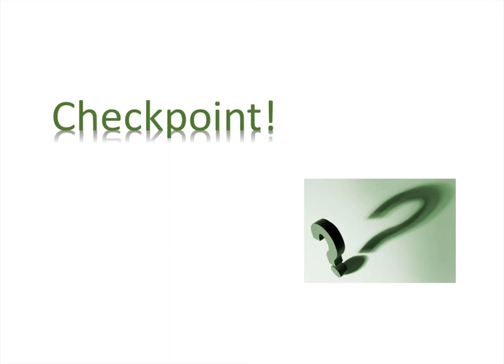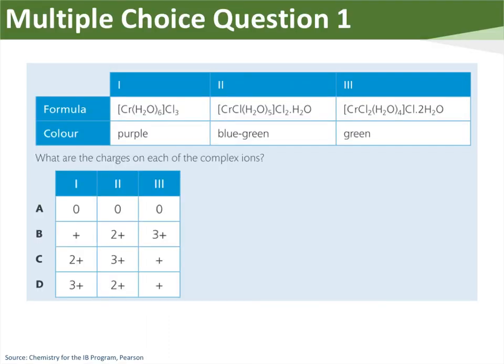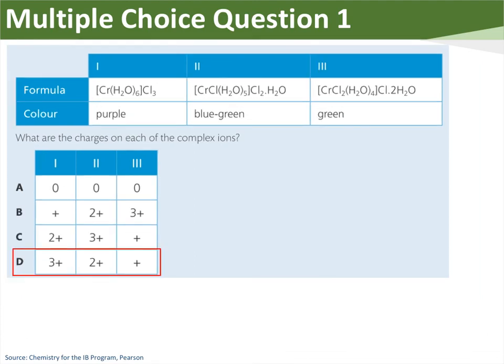All right, let's do a couple checkpoint questions. First question, what are the charges on each of the complex ions? A little bit of algebra. Pause the video. See what you got. And the correct answer is D.